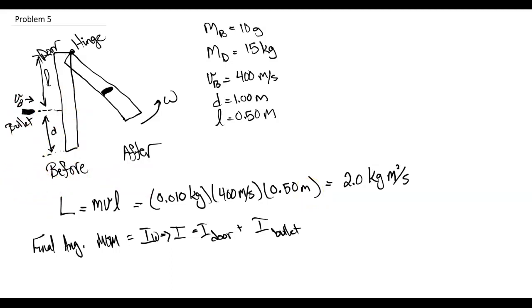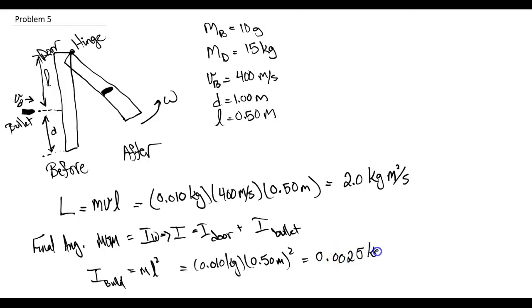The moment of inertia of the bullet is given by ml squared. So that's 0.010 kilogram times 0.5 meters squared, or 0.0025 kilogram meters squared.